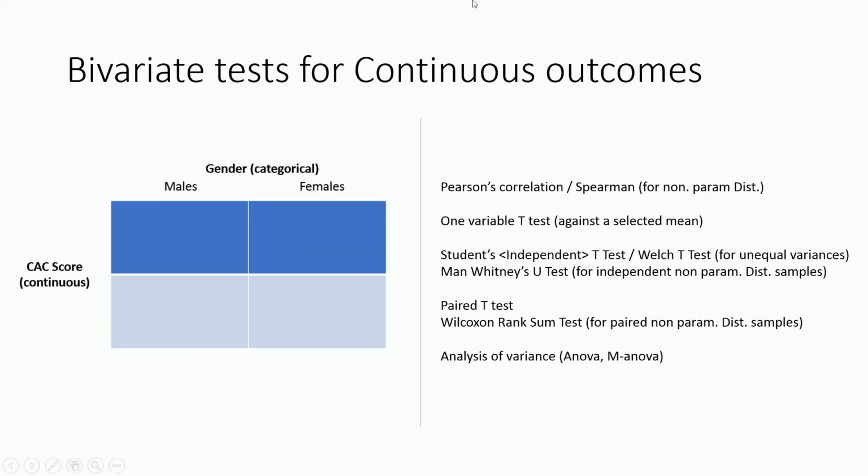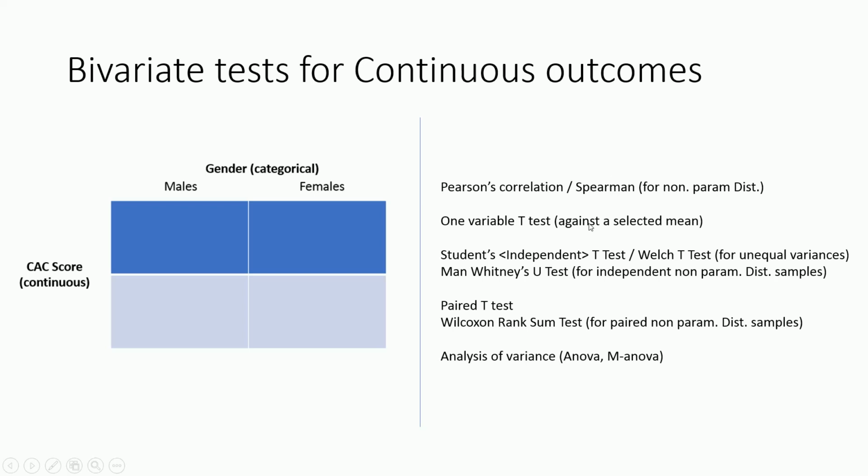Now, what are some of the tests that are performed for these different types of outcomes? Bivariate tests for the continuous outcomes are these. There are different tests that we can do: Pearson's correlation, or Spearman correlation for non-parametric distribution. We've already discussed this in the earlier videos.